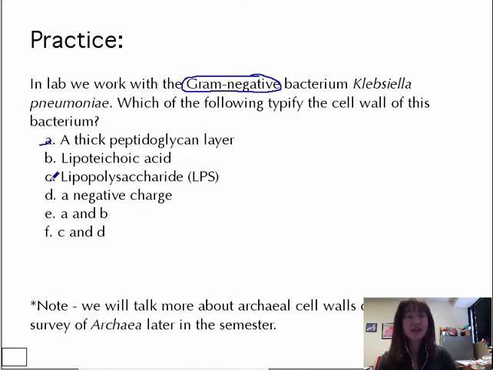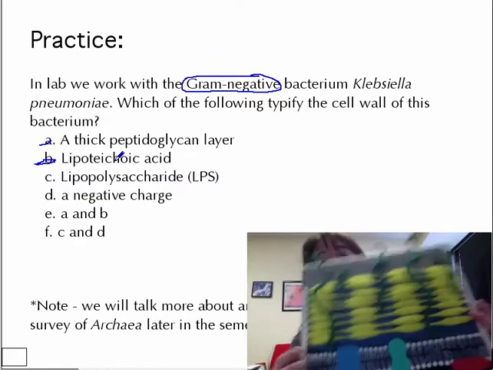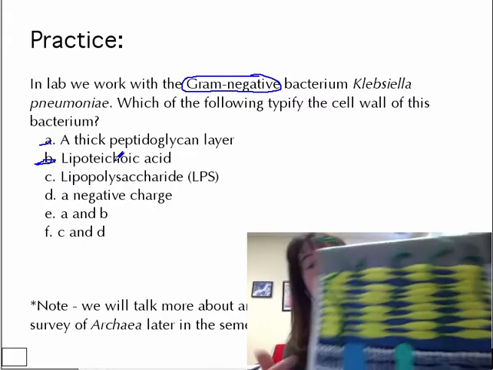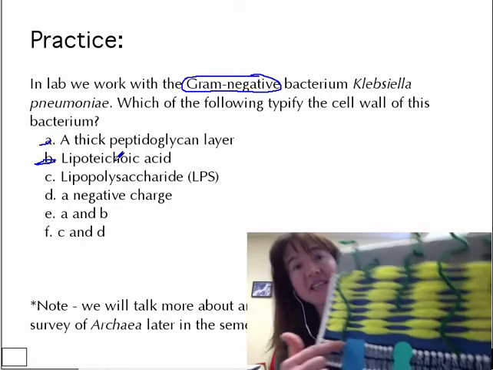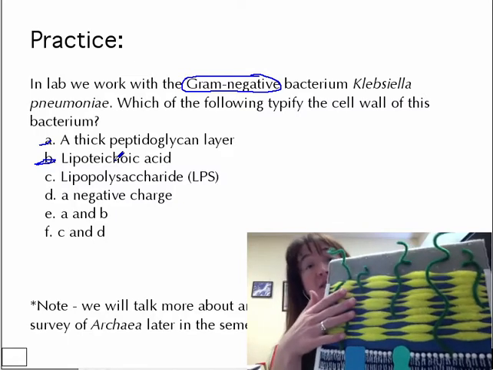Lipoteichoic acid can be crossed off as well. And that's because lipoteichoic acid, remember, is the polymer that is bound to the cytoplasmic membrane and extends off of gram-positive cells. So in fact, we can turn this model around and we can find lipoteichoic acid on the gram-positive side. Here we've got the lipoteichoic acid attached to the cytoplasmic membrane and extending from a gram-positive cell wall.